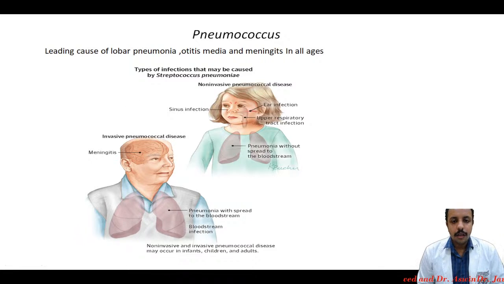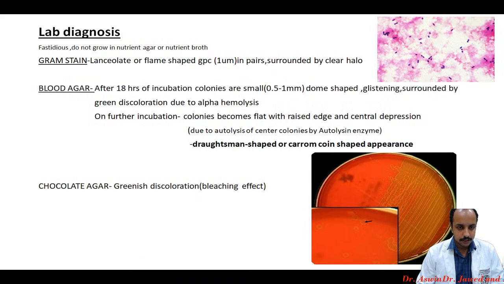Now coming to the pneumococcus, Streptococcus pneumoniae, it is the leading cause of lobar pneumonia, otitis media and meningitis of all ages. Actually, this is a capsulated organism, hence the risk factors like asplenia, splenectomy, sickle cell anemia and other hemoglobinopathies, the age less than 2 years and other comorbid conditions increase the risk of pneumococcal infections.